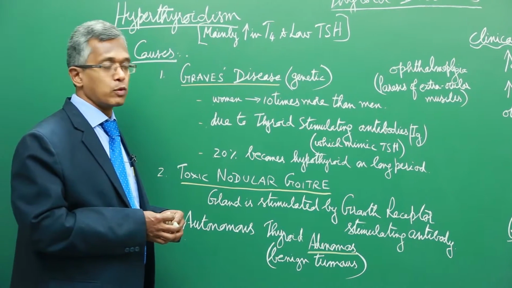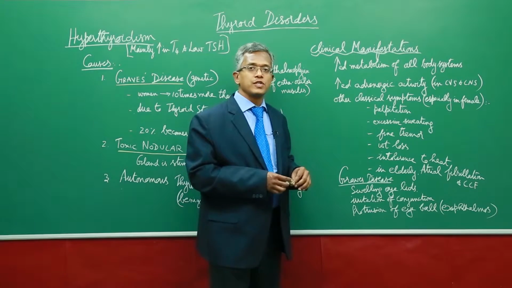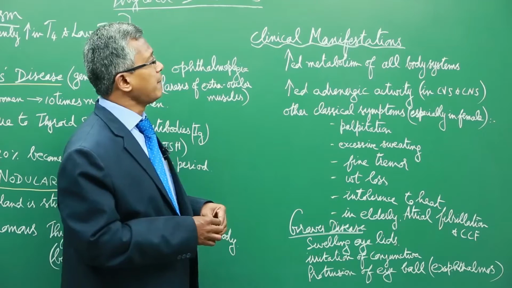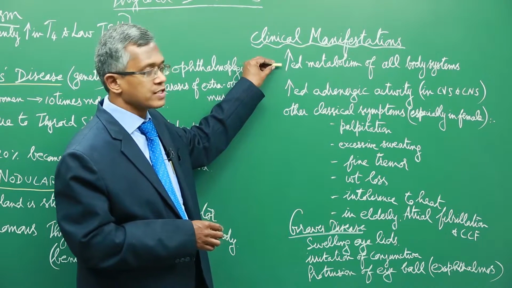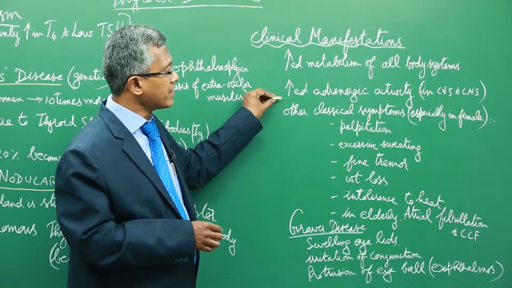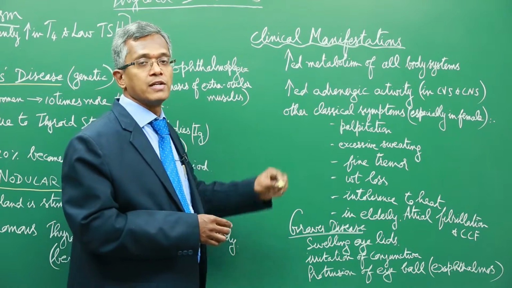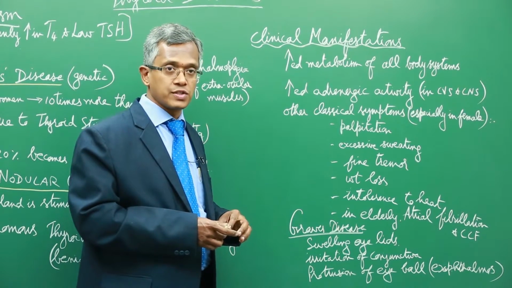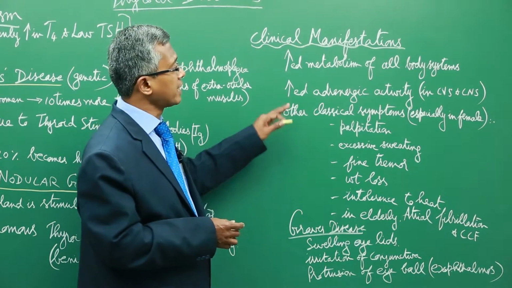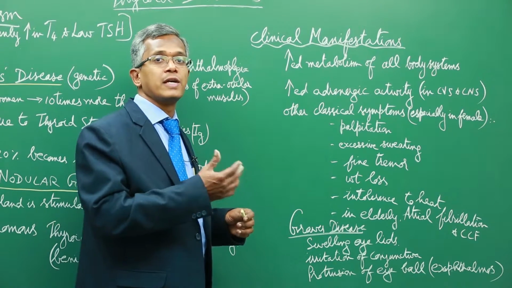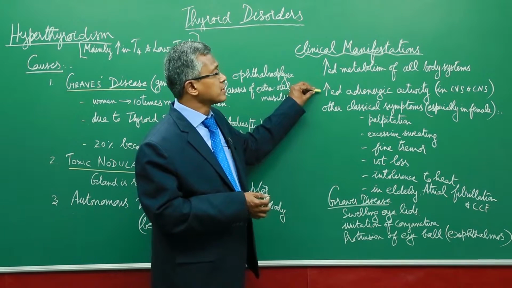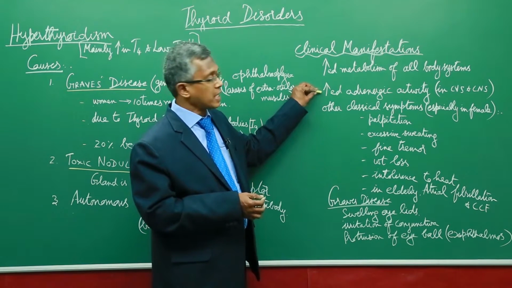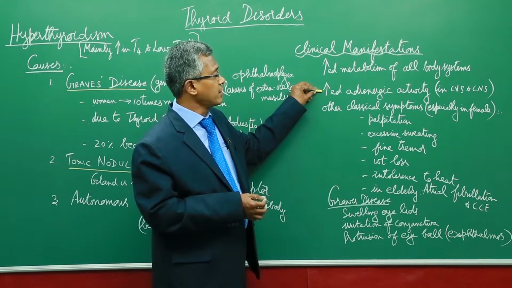increased thyroid hormone release. What are the clinical manifestations of hyperthyroidism? Hyperthyroidism causes an increase in the metabolism of all the body systems. It causes increased adrenergic activity, especially in the cardiovascular system and the central nervous system. Increased adrenergic activity causes increased heart rate, increased cardiac output, increased palpitation, increased nervousness. All these things can occur whenever there is hyperthyroidism.